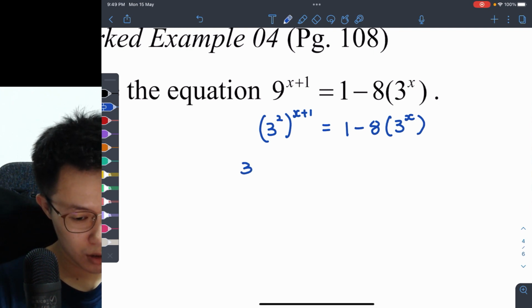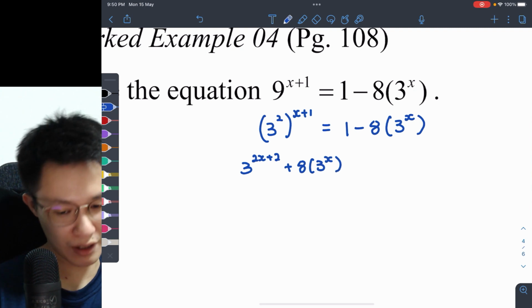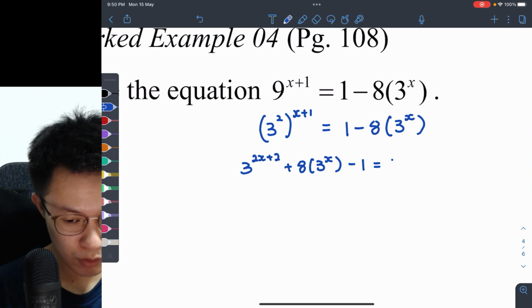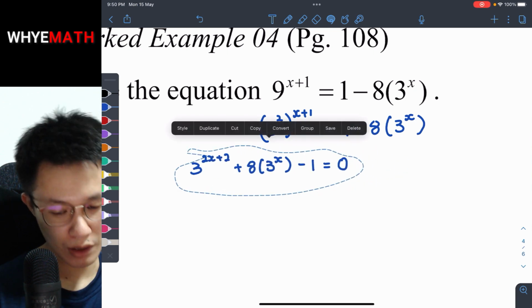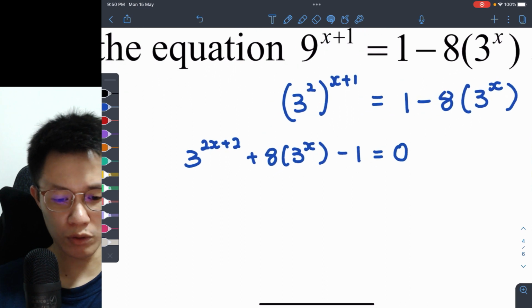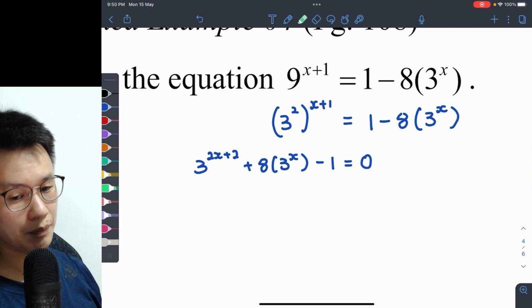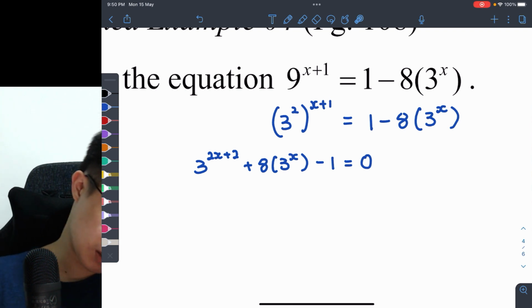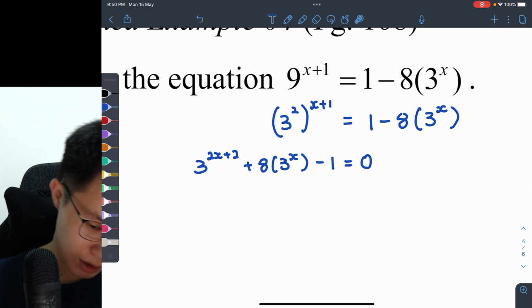So 3 to the power of 2x plus 2, plus 8 times 3 to the power of x, minus 1. It will be helpful if you write your equal signs aligned. Now you may be wondering why bring everything over. Because it's not going to be very easy: you have this term here which is 1, and you don't have 3 to the power x there.